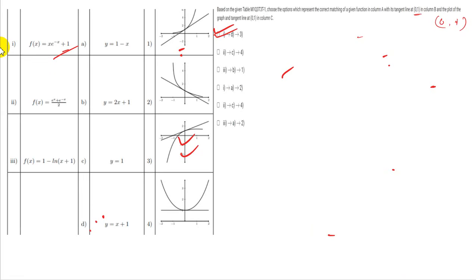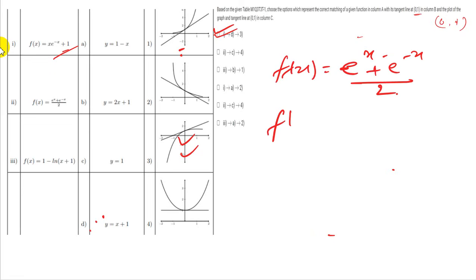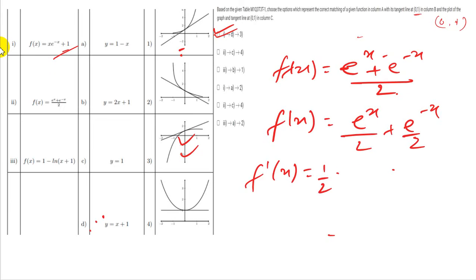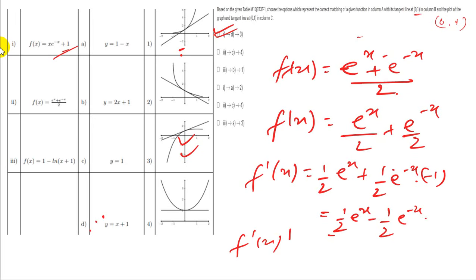So the other curve we are having is f(x) = (e^x + e^(-x))/2. So f(x) = e^x/2 + e^(-x)/2. f'(x) would be half of e^x plus half of e^(-x) into minus 1, which is nothing but half of e^x minus half of e^(-x). So f'(x) at (0, 1) would be, this would be 1 and this would be 1, so 0.